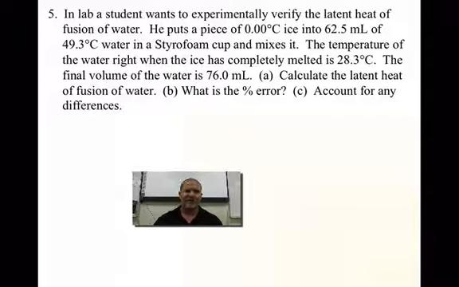So here it reads, in a lab, a student wants to experimentally verify the latent heat of fusion of water. So a student puts a piece of 0 degrees Celsius ice into 62.5 milliliters of water that's at 49.3 degrees Celsius in a styrofoam cup. It mixes it. The mixture of the water, right when the ice is completely melted, ends up at a final temperature of 28.3 degrees Celsius. The final volume of the water is 76.0 milliliters.